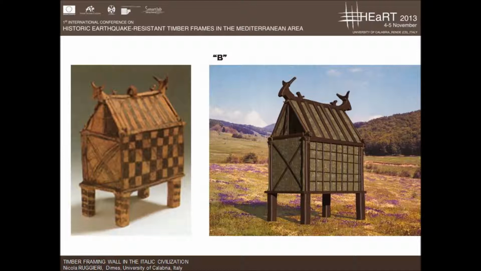So it's a fascinating hypothesis to think about a search for an anti-seismic behavior of the building. But we are sure that it means an improvement of the stiffness, a limitation of the deformability of the frame.